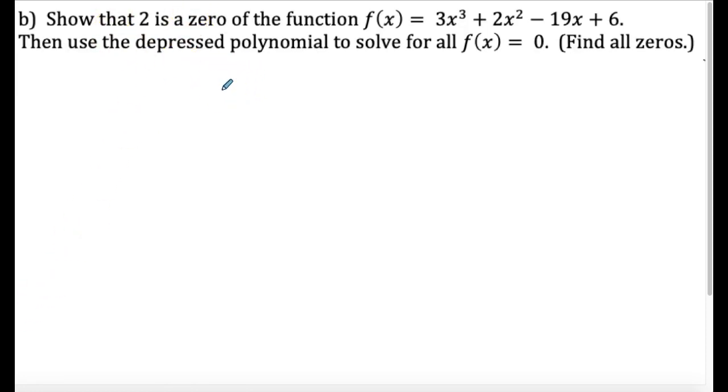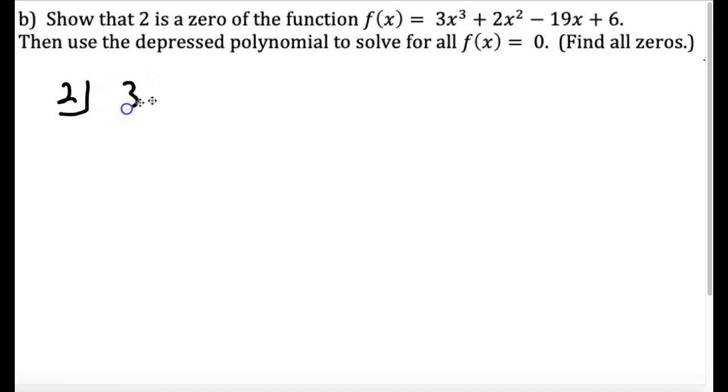Part B then says we'll use that idea to go a little bit further. It says show that 2 is a 0 of this function, and then use that information to find all the zeros. So let's take a look at what that means. First, let's use synthetic division to show that 2 is a 0 here.